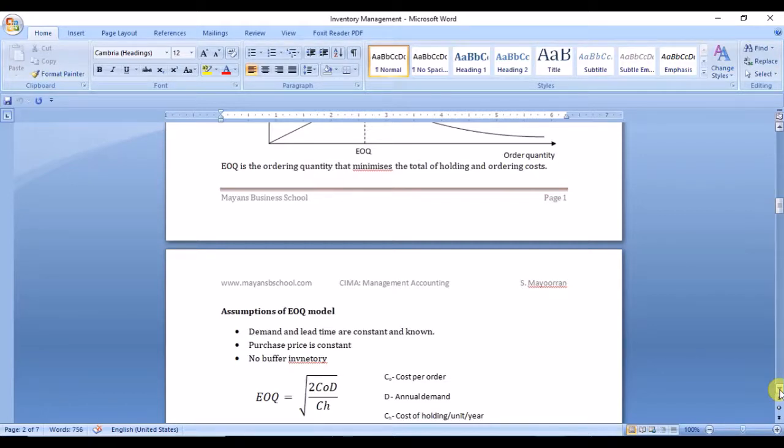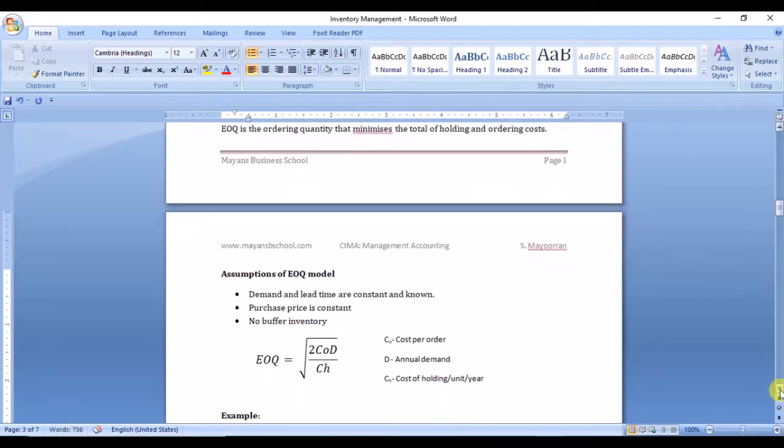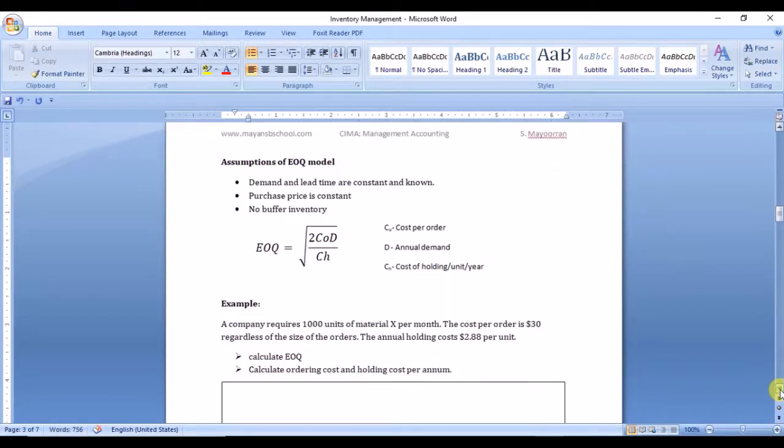Purchase price is constant, because in the EOQ calculation we completely neglected purchase price. Why? We assume that whatever the volume, the purchase price is constant, so we don't have to consider it in deciding the order quantity. But if the purchase price is going to change depending on order quantity, then the EOQ concept will not apply. No buffer inventory. Those are some of the assumptions in the EOQ model.